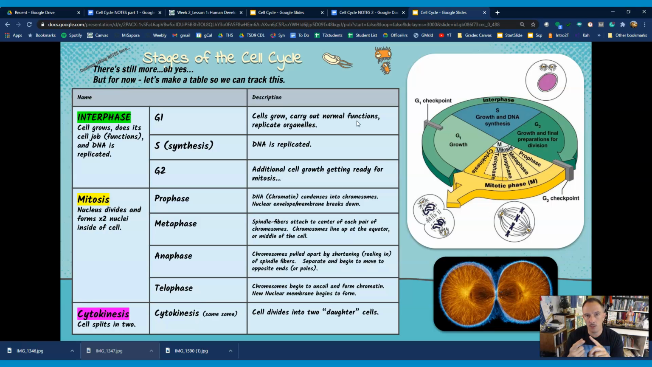Underneath each of these, we have different ones, except for cytokinesis. But interphase, there's a G1, an S, and a G2. Mitosis, there's a prophase, a metaphase, an anaphase, and a telophase. PMAT what? Okay, so learn what those different phases are and what they do. This is a part you just need to memorize and understand, but it's a normal, regular cell cycle.